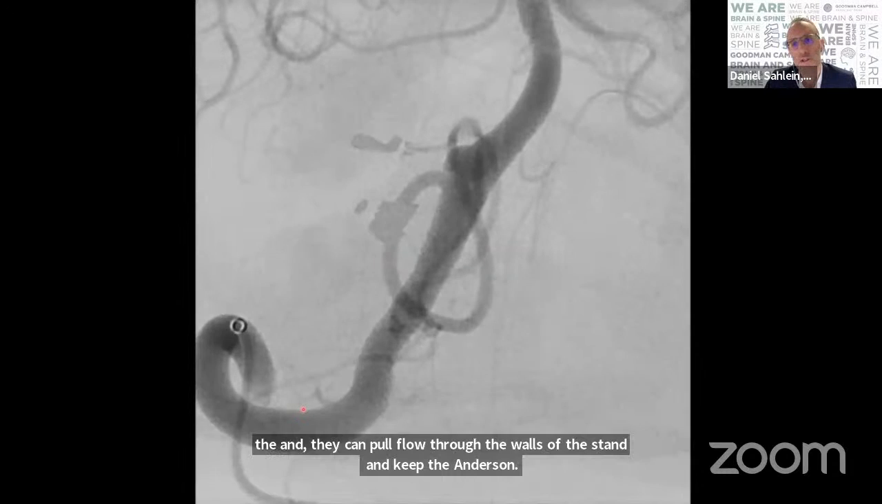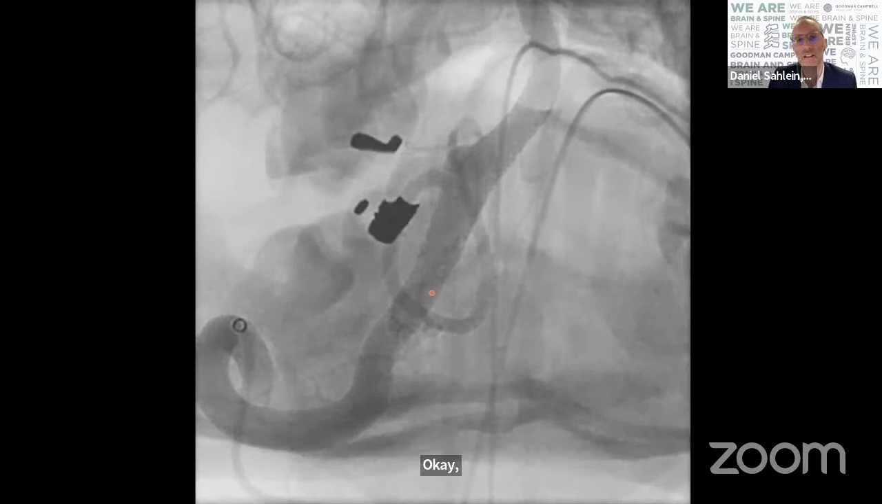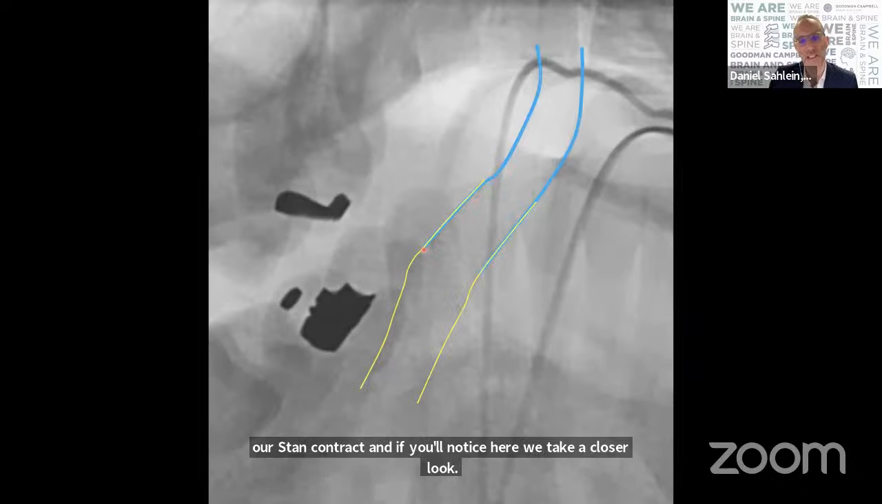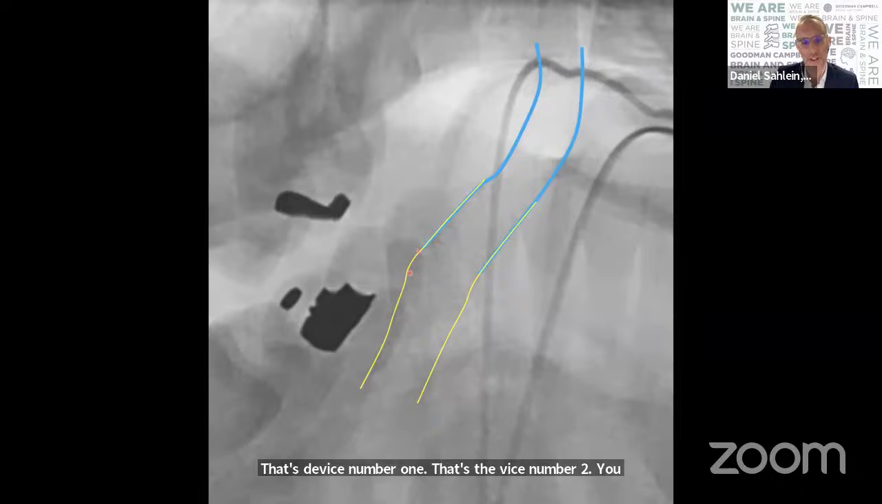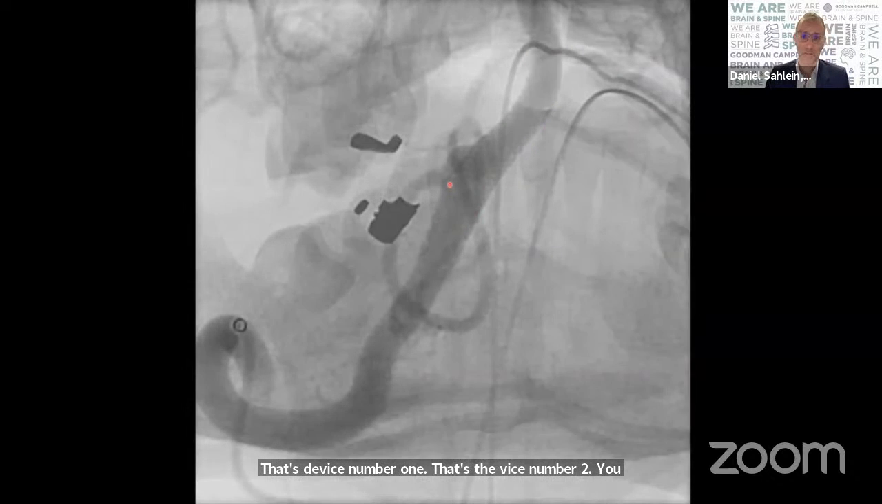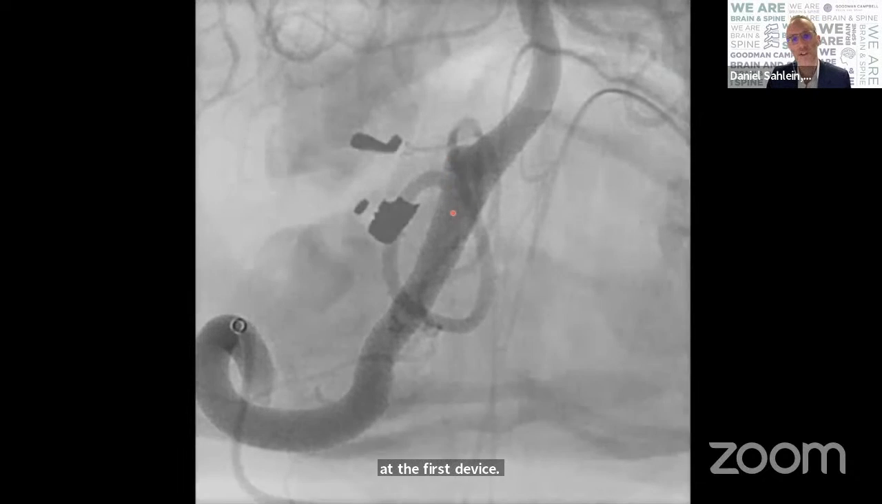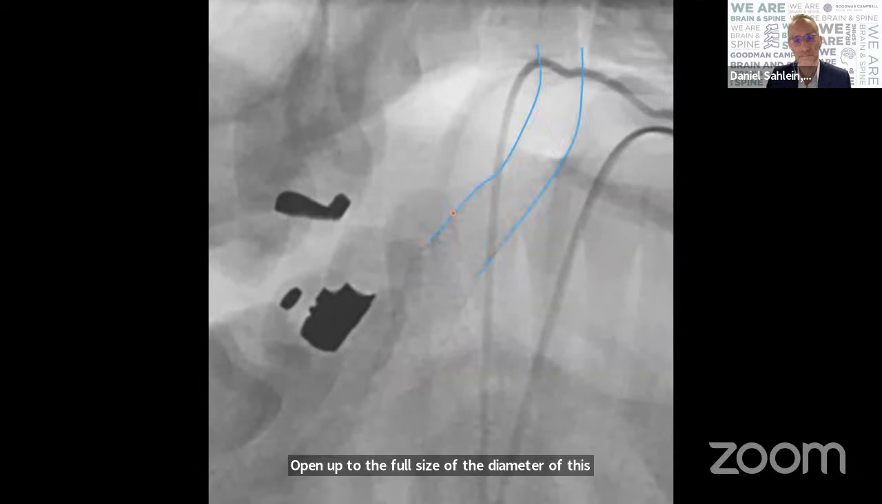Okay, so choose a good working projection here. Here's our stent construct, and if you'll notice here, we take a closer look. That's device number 1. That's device number 2. You can see we gave ourselves a few millimeters to come out of the first device, open up to the full size of the diameter of this artery and tack against the posterior inferior cerebellar artery.